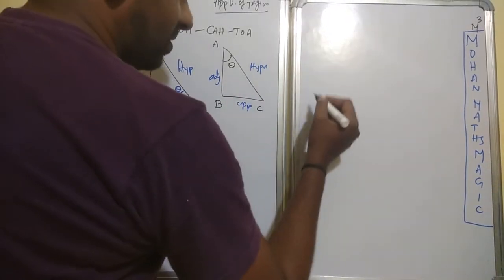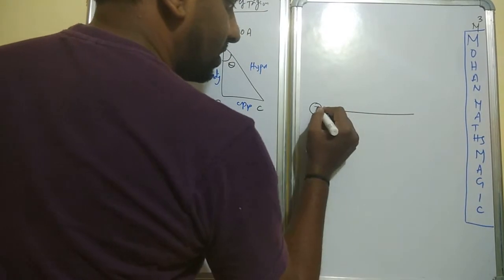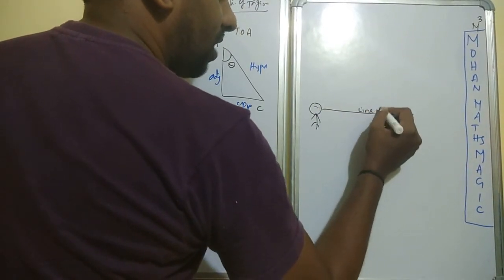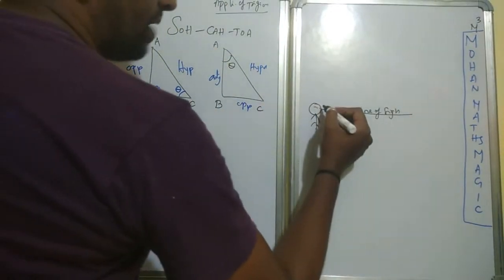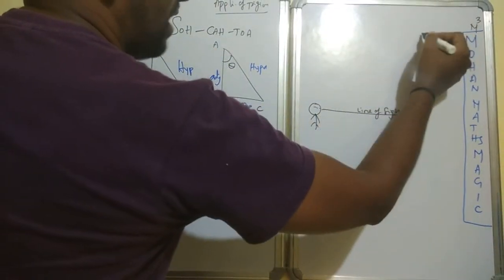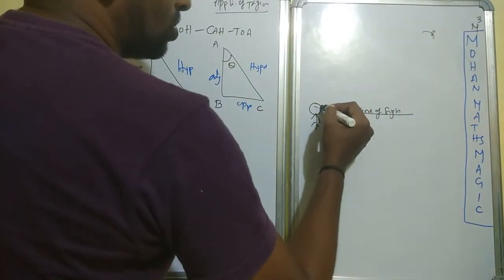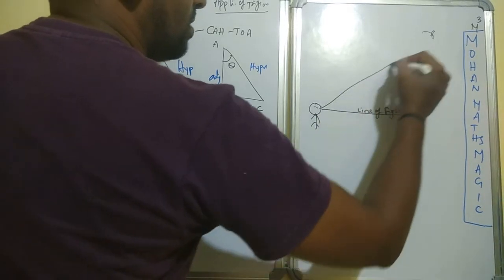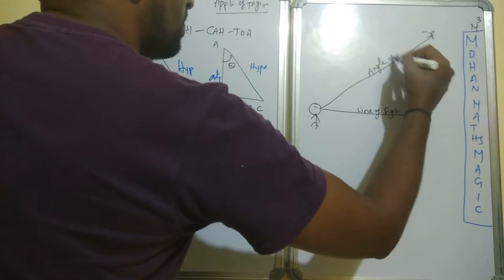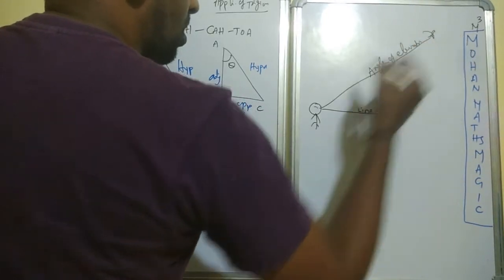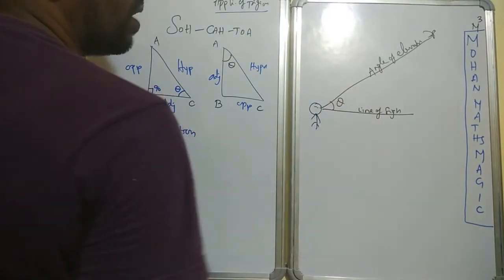Suppose I'm standing here. This is my eyes, and this is said to be the line of sight. Through my eyes I'm seeing something, say some bird going on. From bottom to top, that is said to be angle of elevation, because in all the supermarkets and malls, if you're going from bottom to top, that is an elevator. That is angle of elevation.